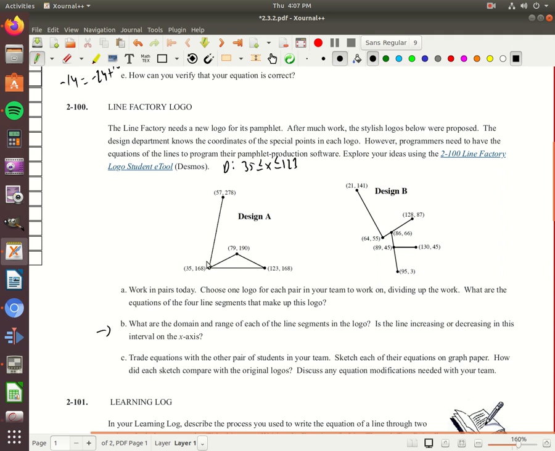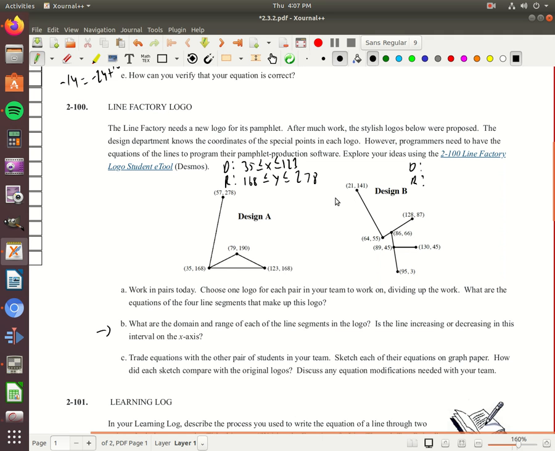Right, from left to right, I can't get more left than 35 and I can't get more right than 123. My range, the lowest I can get is 168, and the highest I can get is 278. So hopefully we're okay with that. And I will do the domain and the range for this one as well.